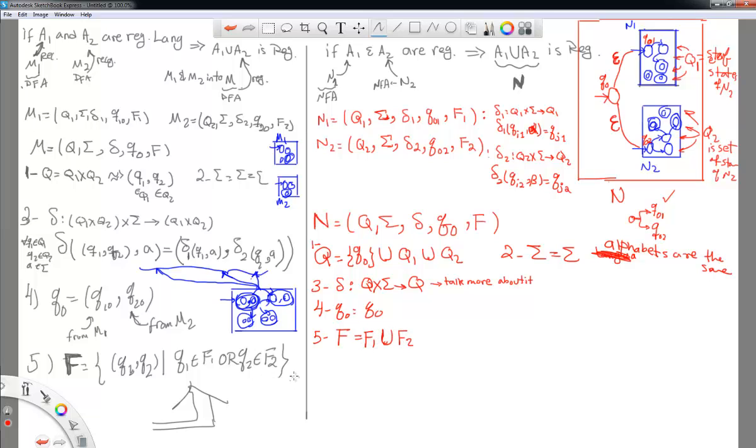Remember, see the accept state here. If you want to contrast it, in the DFA case it would have been F sub 1 cross Q sub 2, union Q sub 1 cross F sub 2. And as you see, in the NFA case it's much more straightforward. F sub 1 union F sub 2, basically the union of the accept states of both machines, will be the set of accept states of my overall machine.